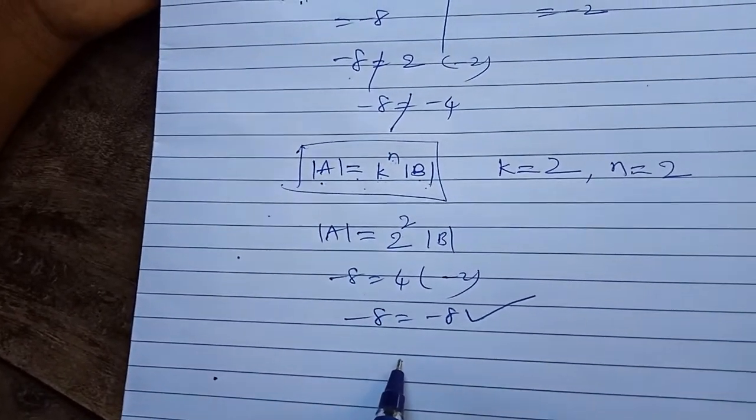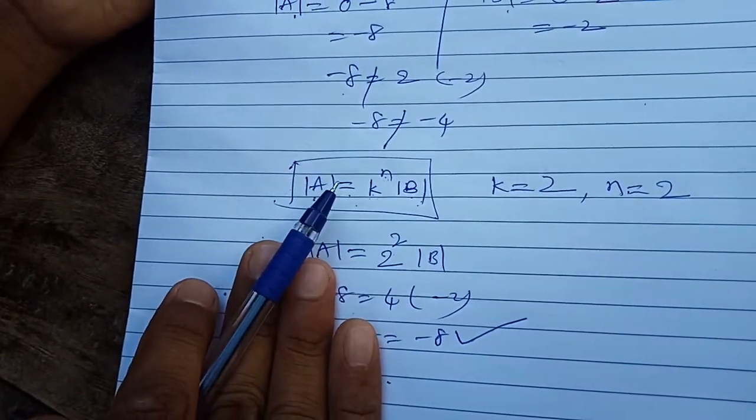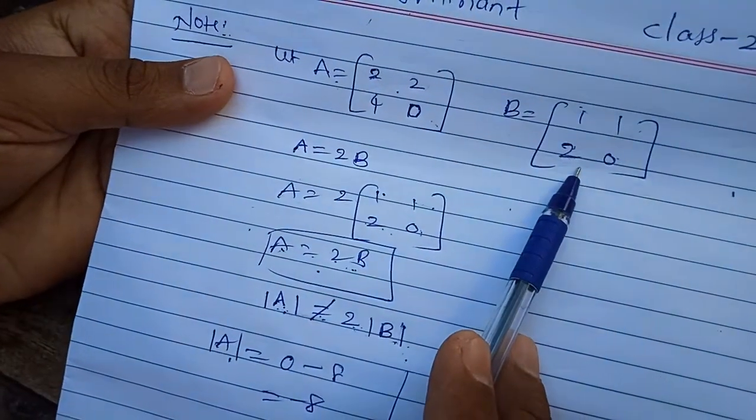Yes, it is satisfied. This is the important note. What is the important note today? We are going to continue in this. So remember, A and B both the matrices are having the same order.